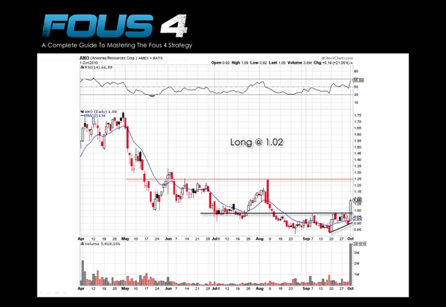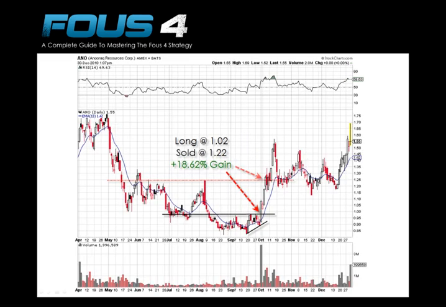So from there you'd probably want to put your stop. If it broke down this neckline support level, that's probably where I would be stopping out. But moving forward, as you can see here, the day following the breakout, it dipped back down near the midpoint of the breakout candle before absolutely just blowing up. And I took my profit at 1.22, right around this past peak resistance level, for an 18.62% gain.